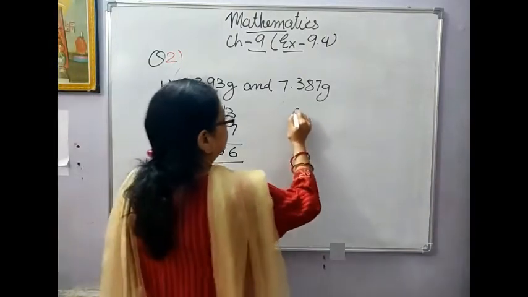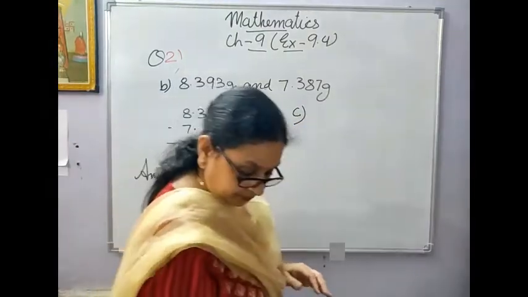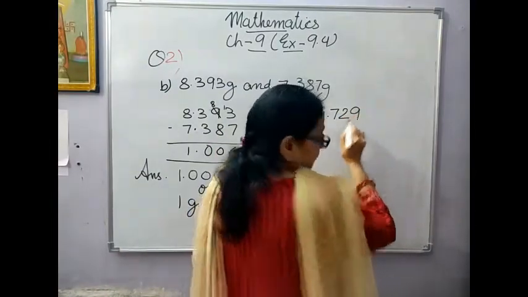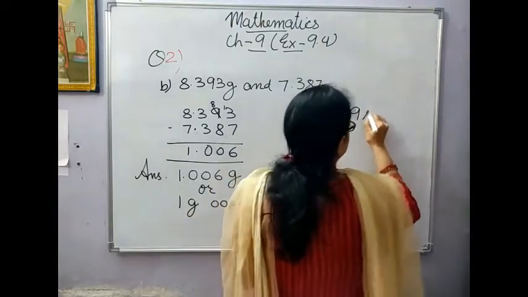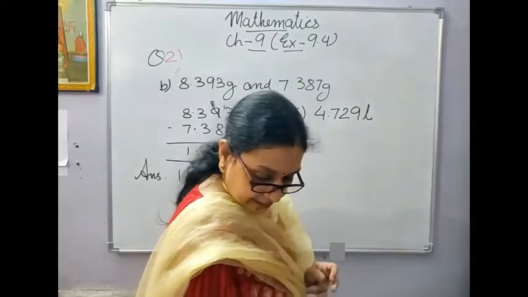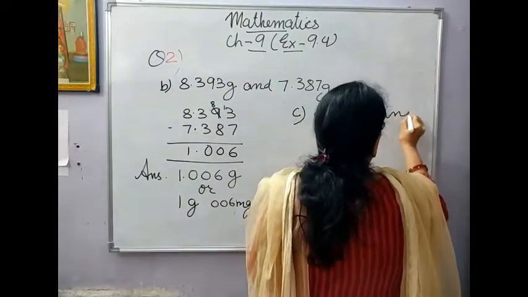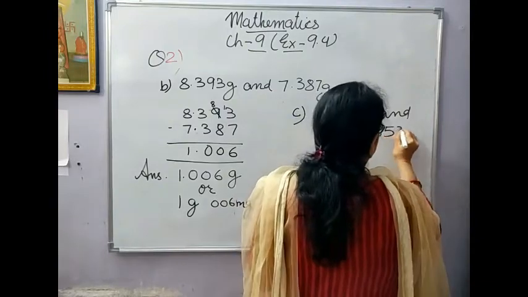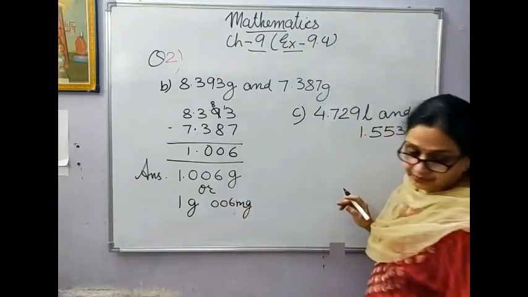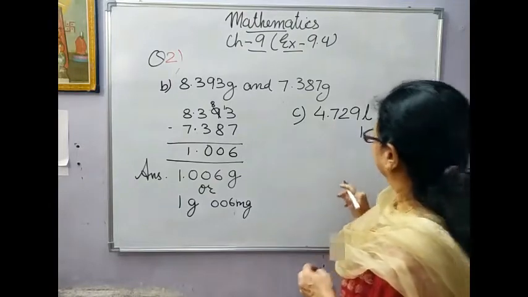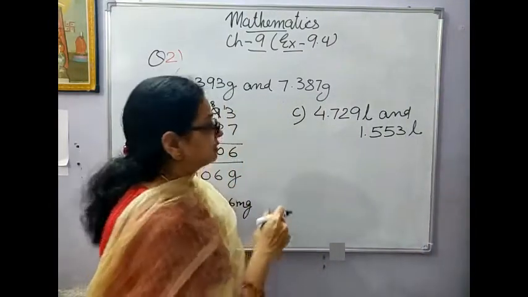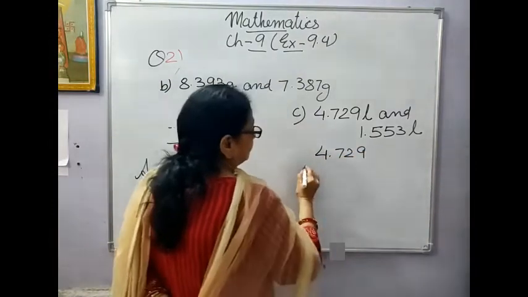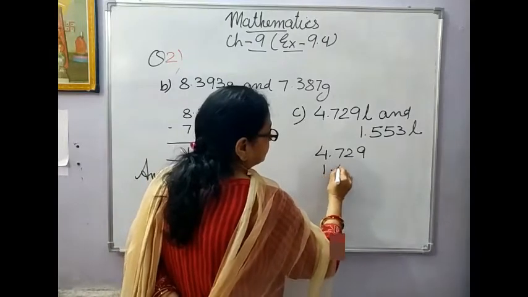It is C. 4.729 liters and 1.553 liters. This is the first sum, 4.729. Now arrange it. Both of them are in liters, so it will be 4.729. Put the decimal below the decimal.